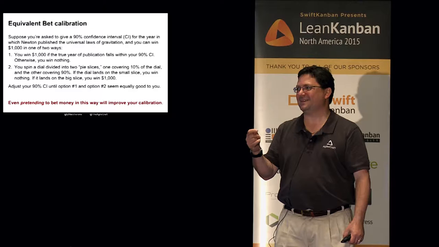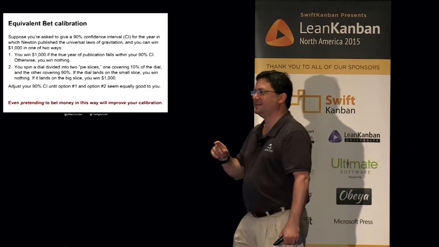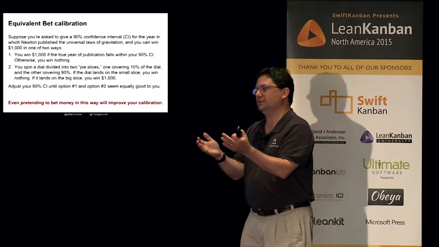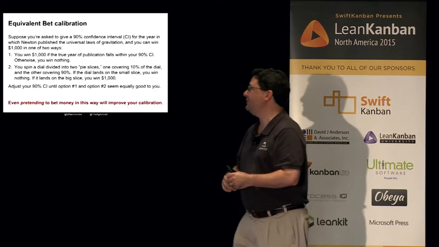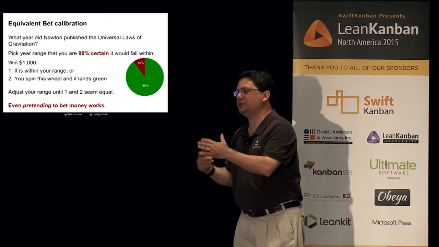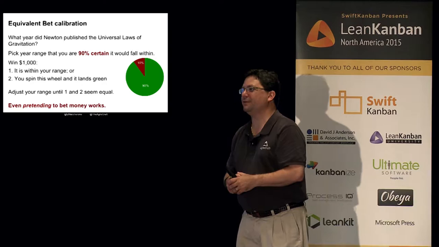Okay, so, Don, I'm going to give you $1,000 if you can give me a range of years that you're 90% sure it's within. Alternatively, I'll give you $1,000 if you just spin this wheel on the right here and it comes up 90. Now, which of those two bets do you want? You can only have one or the other bet, but which bet would you prefer? The first one. You're very confident of that.